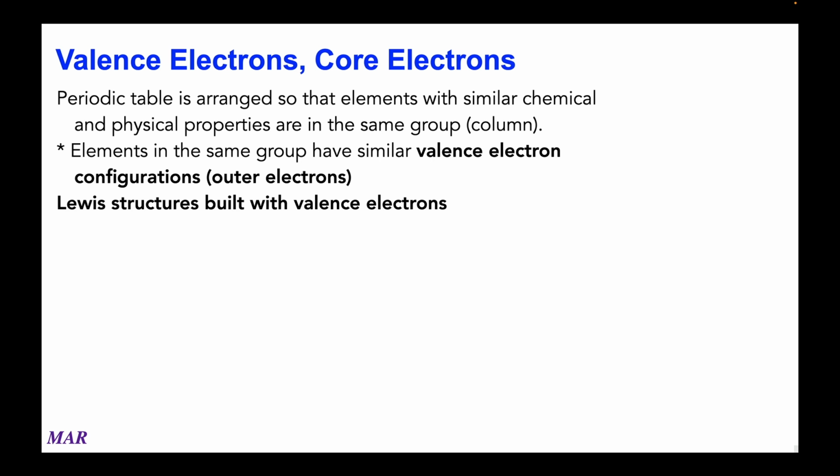So the valence electrons are the ones that are going to make bonds with other molecules and atoms. On the other hand, we'll talk about core electrons. Core are just too deep inside the atom to make connections with other atoms. So for Lewis structures, we need to know how many valence electrons we have before we start building them.